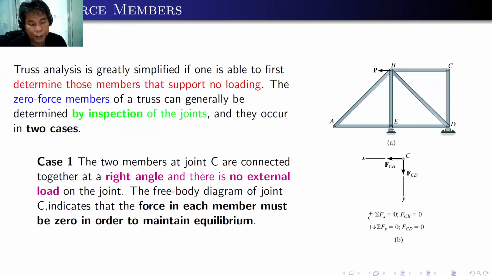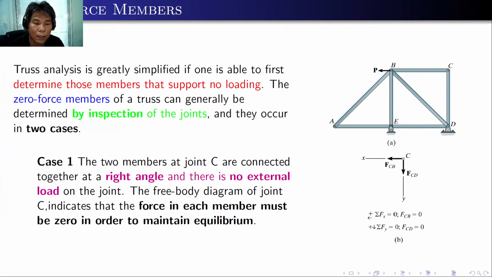So much for that. It would be much easier to analyze a truss if you can pinpoint directly by inspection the zero force member. What does it mean? There are members possibly that will not carry any loading. The truss analysis is greatly simplified if one is able to first determine those members that support no loading. We call them the zero force members of a truss, which can generally be determined by inspection of the joints, and they occur in two cases. Case 1, the two members at joint C, in the example on the right, are connected together at a right angle.